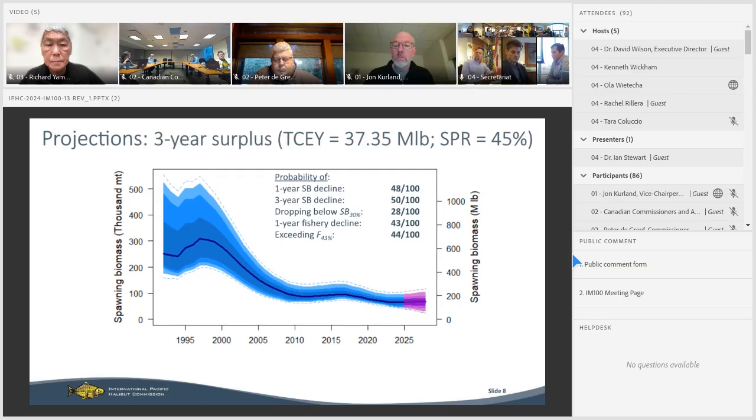If we go up yet again to 37.35 million pounds, this is what we would call the 3 year surplus. By definition, this particular alternative has a 50% chance of stock decline at the end of 3 years. This run is essentially flip a coin: maybe we're above, maybe we're below where we are now at the end of the 3 year projection with a constant TCEY of 37.35 million pounds. You'll note that the probability of exceeding our F43 reference point is 44%. So we're approaching that break-even point at an SPR of 45%.